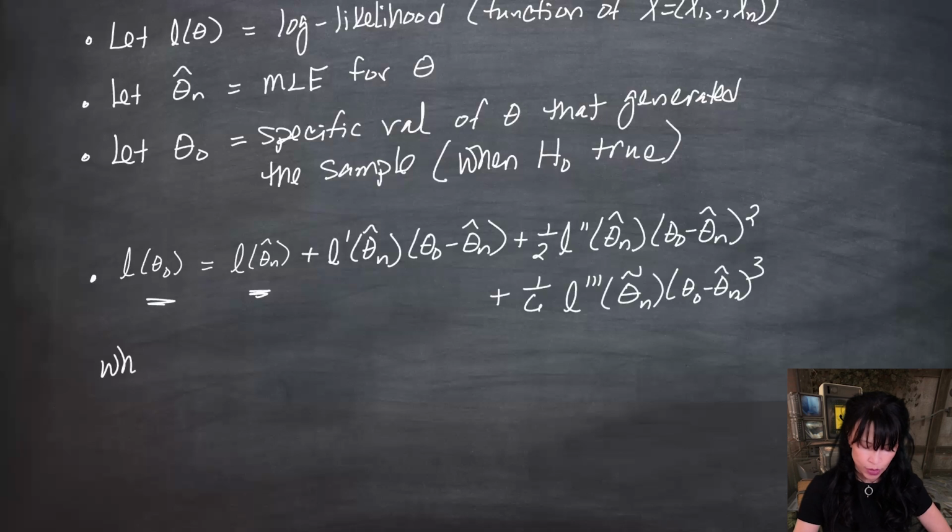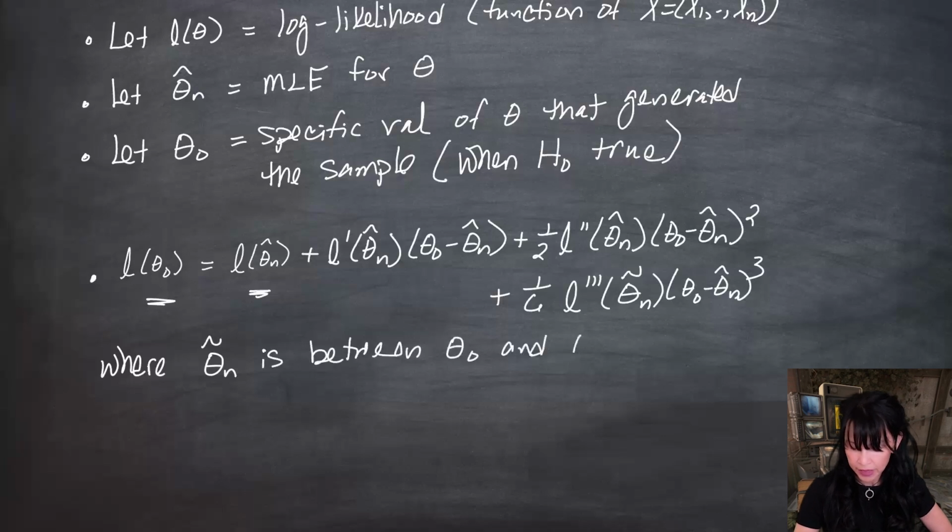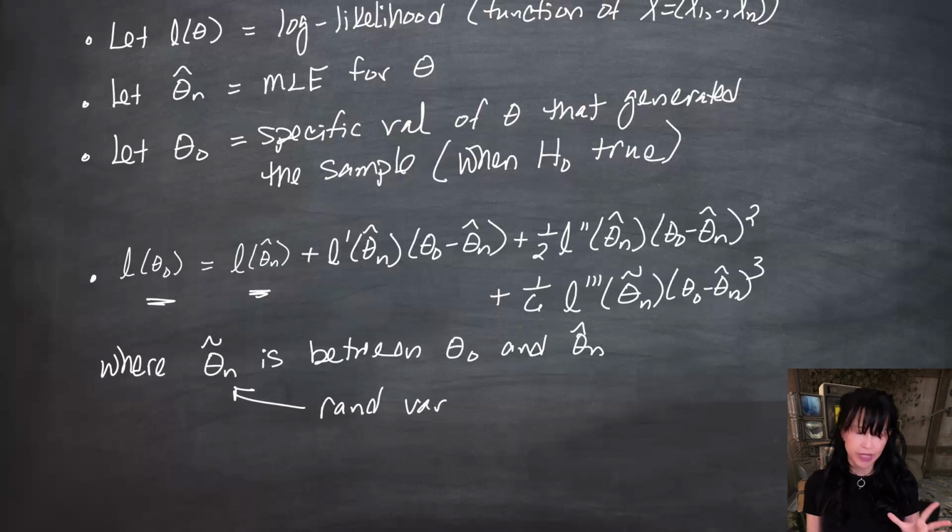So I have to say where theta n tilde is between theta naught and the MLE theta n hat, and therefore this needs to be a random variable. So I'm going to use this expansion, this Taylor polynomial, for the log likelihood.